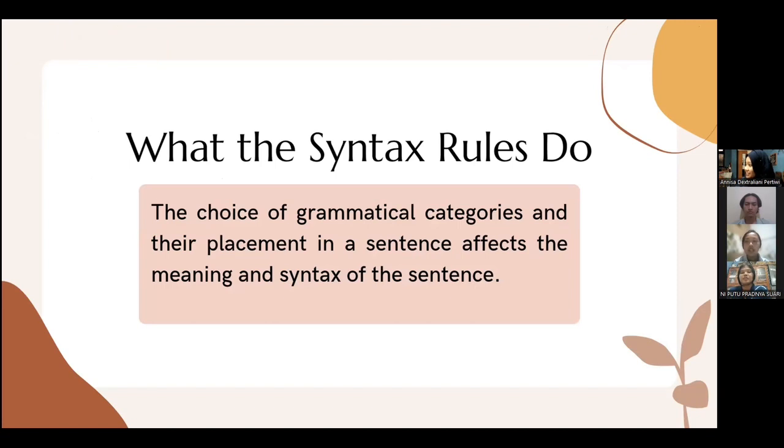Okay, I will explain this. So the choice of grammatical categories and their placement in a sentence affect the meaning and syntax of the sentence. And the next material will be explained by my friends.